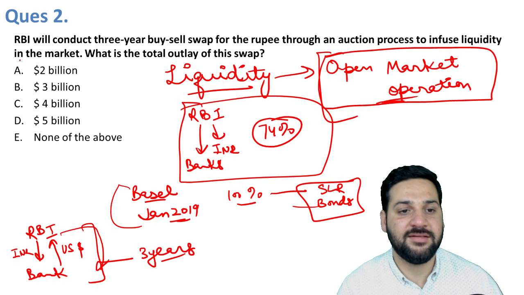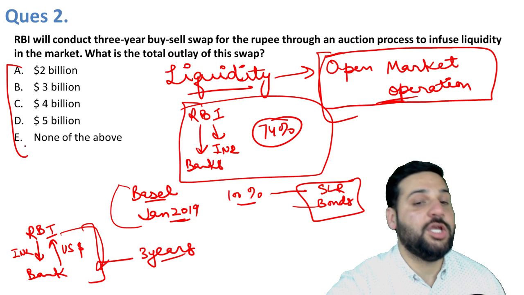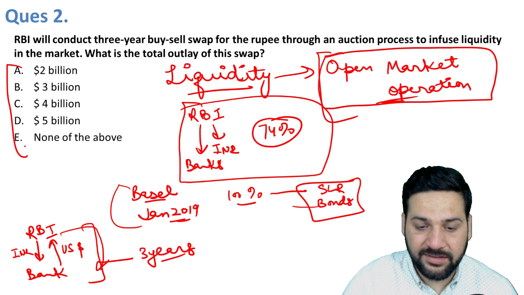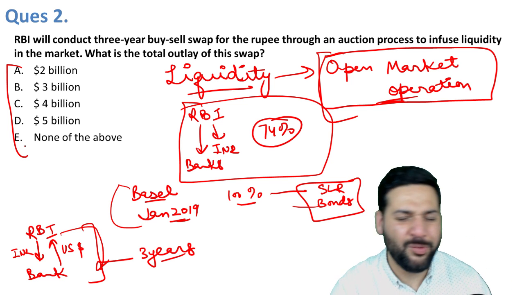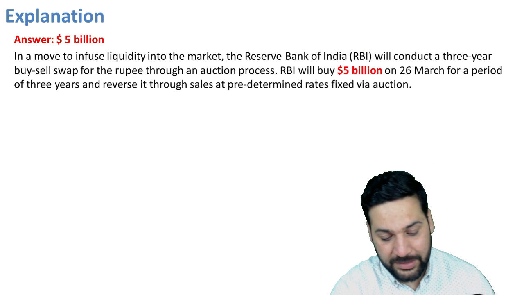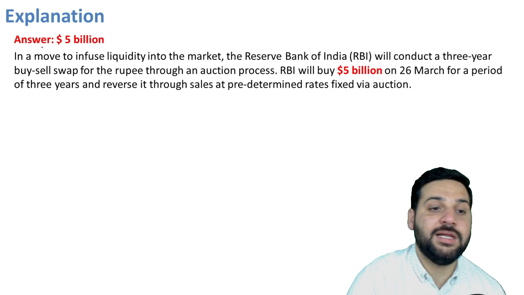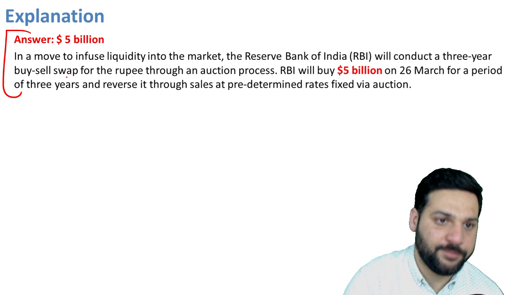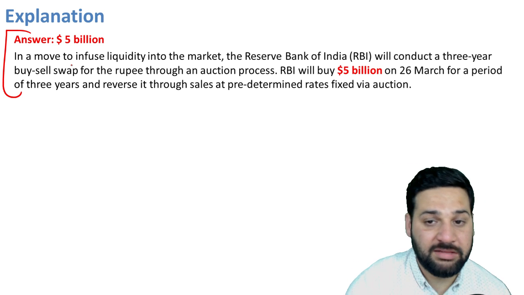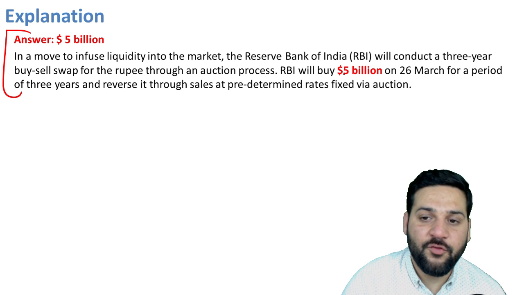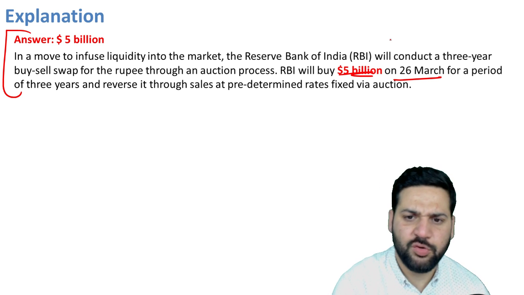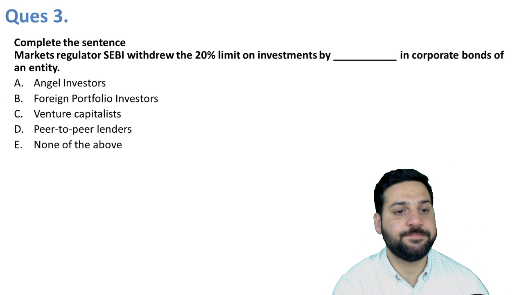Now, how much money is that? That thing is in the news. The amount is not that important, but this concept is really important to understand. So the correct answer is $5 billion. RBI is going to infuse it. RBI is going to buy $5 billion on 26th of March, mostly from banks via auction.